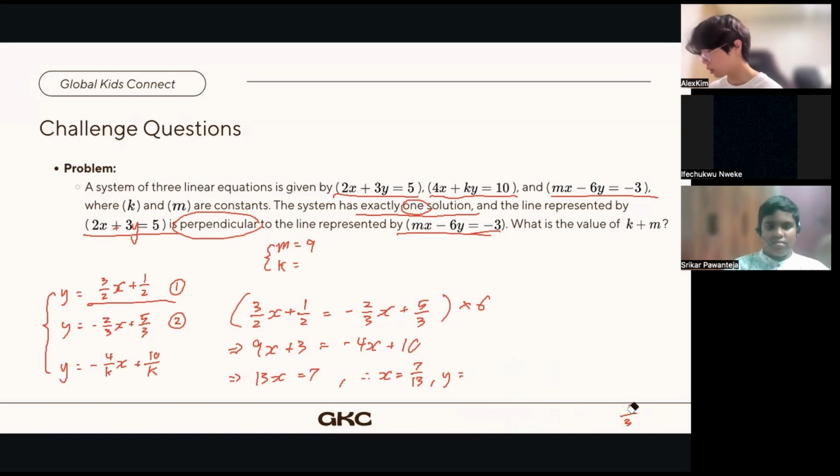I'll clean this up so it's easier to look at. Now we know that the point at which equation 1 and 2 intercept is 7 over 13, comma 17 over 13. So with this information, we can plug the x and y values into our equation 3 so that we can solve for variable k. So we will do that now.